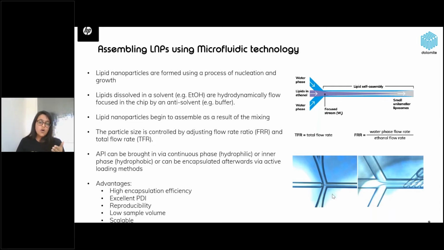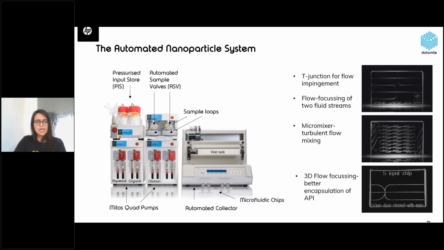The image on your left-hand side here is using a chip which we call the 3D flow focusing chip, which has a 3D pore that you can see here, a little bit like a Coca-Cola bottle top. And then on the right, you can see the beginnings of a herringbone structure. This is where we introduce turbulent mixing. Both of the chips can produce lipid nanoparticles, but they can give you slightly different results. So it's always interesting to have that flexibility and control over how you produce your lipid nanoparticles.